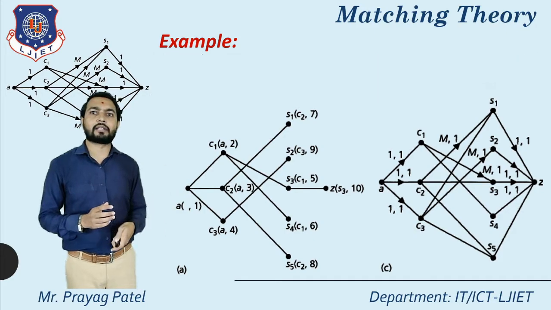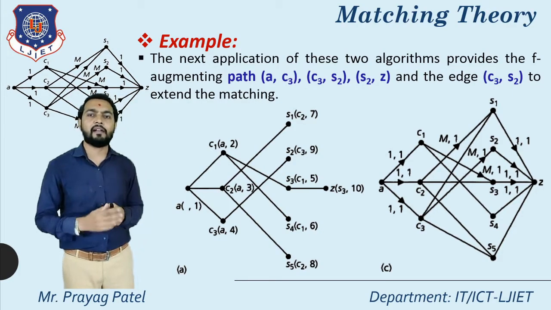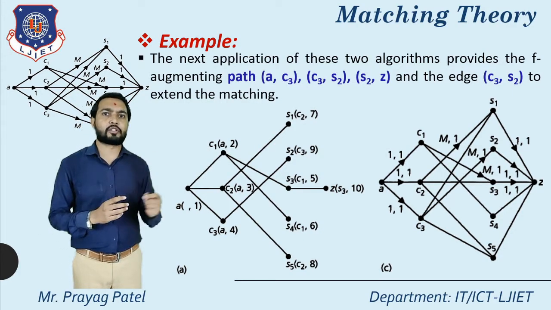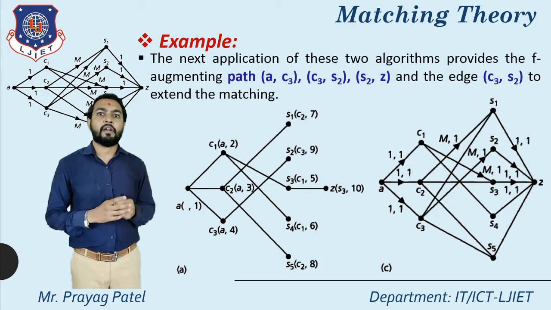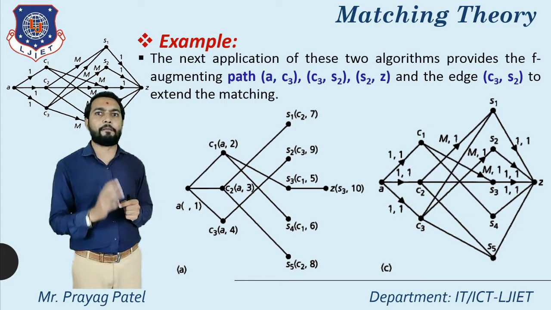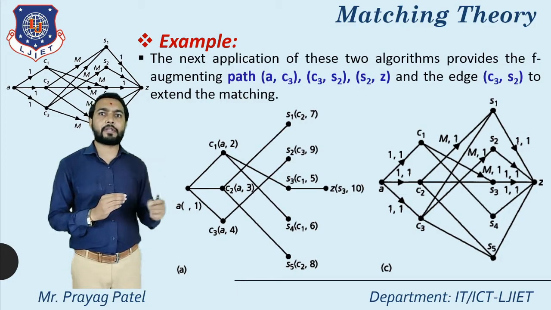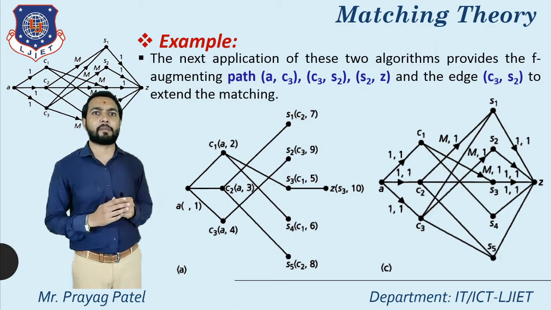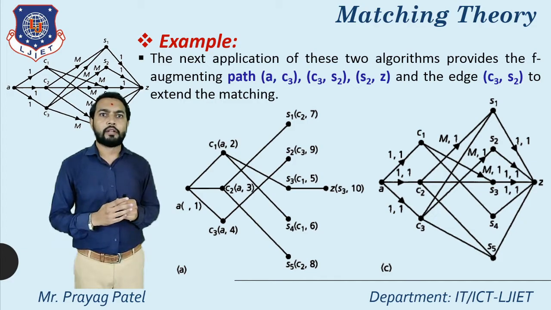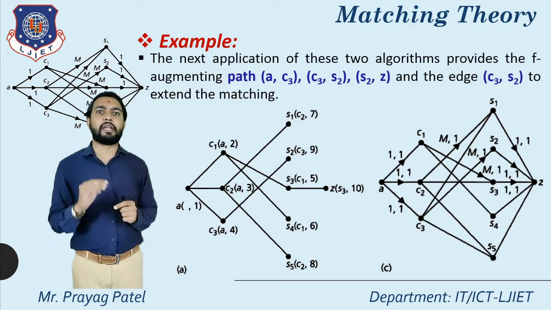Now after that, assign the third relation or third path as AC3, C3S2 and S2Z. Now increase the capacity by 1 for this path because in this path capacity and flow difference equal to 1. So here we increase the capacity by 1 and we select another edge as C3S2. That means student 2 assigned to committee 3.